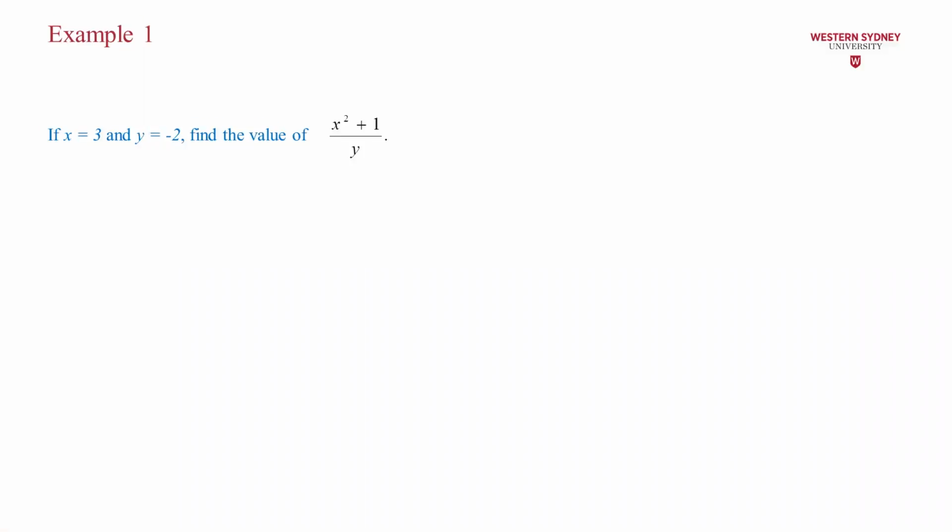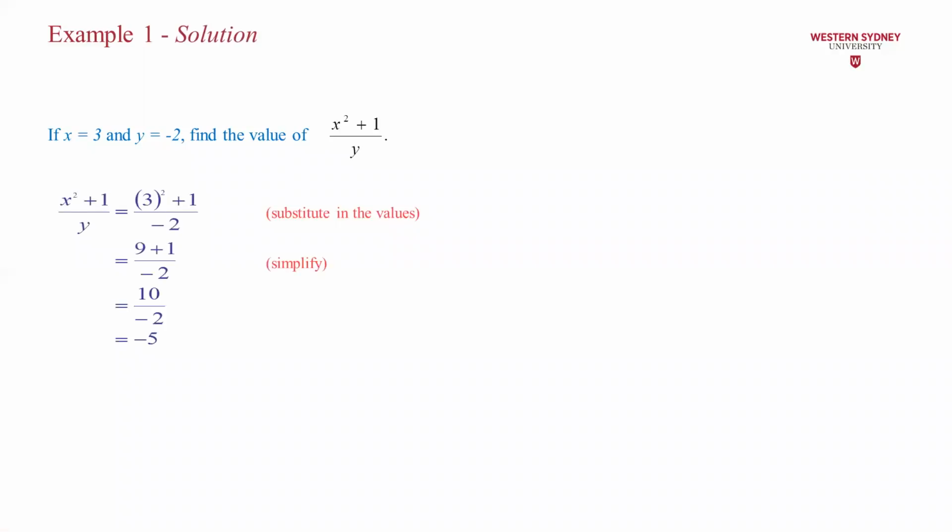Example 1. If x equals 3 and y equals minus 2, find the value of x squared plus 1 all divided by y. Firstly, substitute in the values, 3 for x and minus 2 for y. We need to evaluate the top and the bottom separately and then divide them to get our answer. It's good practice on your calculator to put brackets around the top and the bottom to make sure that you get the correct answer.